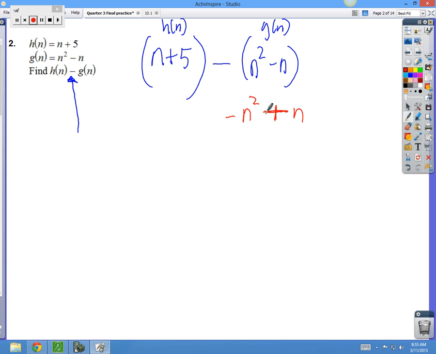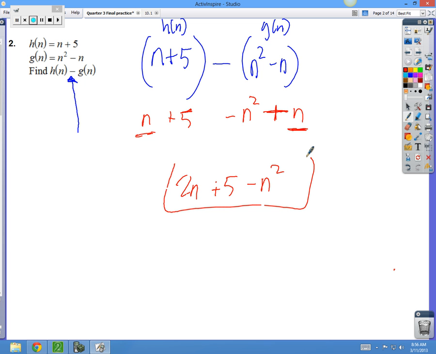So now I've got this term and this term. I've got 4 terms. I don't do anything but combine them. Which ones can I combine? Your first and your last. N and n. And you should total those and end up with 2n. You got a plus 5. And you got a minus n squared. So the order of those 3 terms doesn't matter, but the signs do. So positive 2n, positive 5, negative n squared. Any questions on that one?